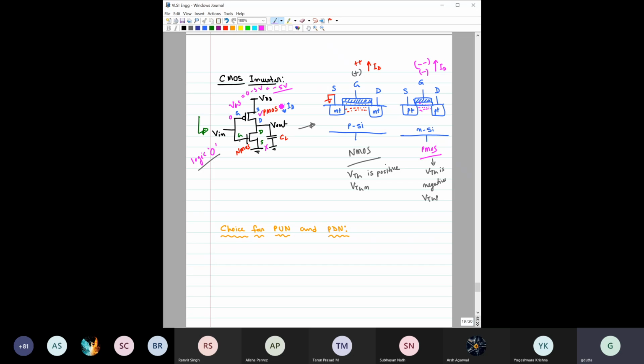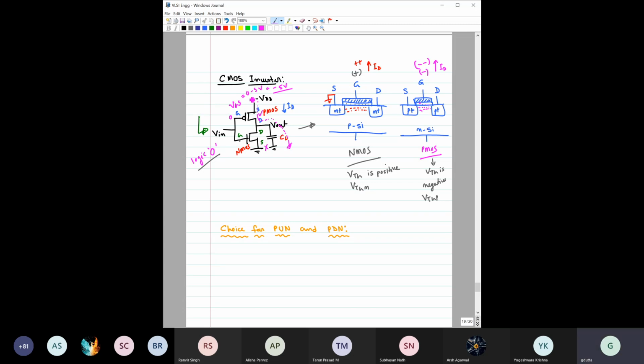So what will happen? There is a direct path from VDD to this capacitor, so the capacitor can charge. But when this input is at logic 0, as this NMOS is off, there is no path from VDD to ground, right? So no static power dissipation. Power is consumed only to charge this output capacitor, right?